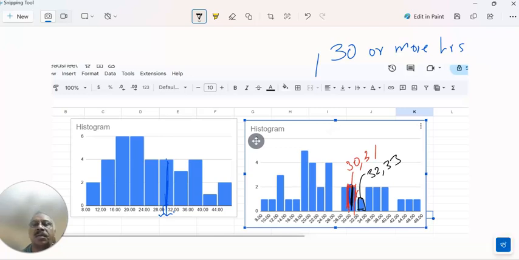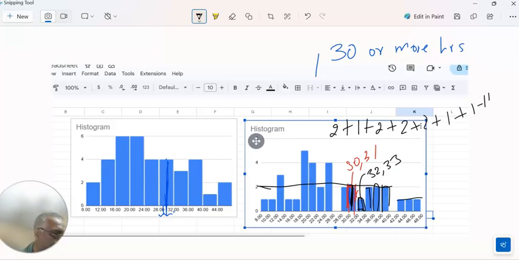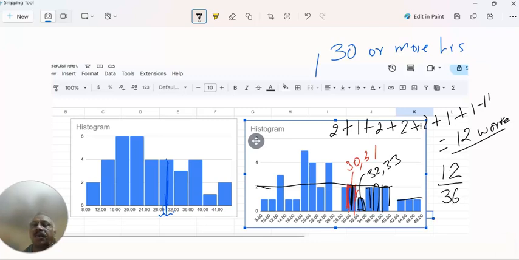So this is 2. So this is 2 plus 1. And there are 3 of them with 2, 2, 2. And you can see it is 2 here. So it is plus 2, plus 2, plus 2. And there are 3 ones here. 1, 1, and 1. And together it becomes 12. There are 12 workers who are earning 30 or more. So that means it is 12 out of 36 total workers. And if you multiply by 100, you get 33.3%. Okay, so that's all that means.